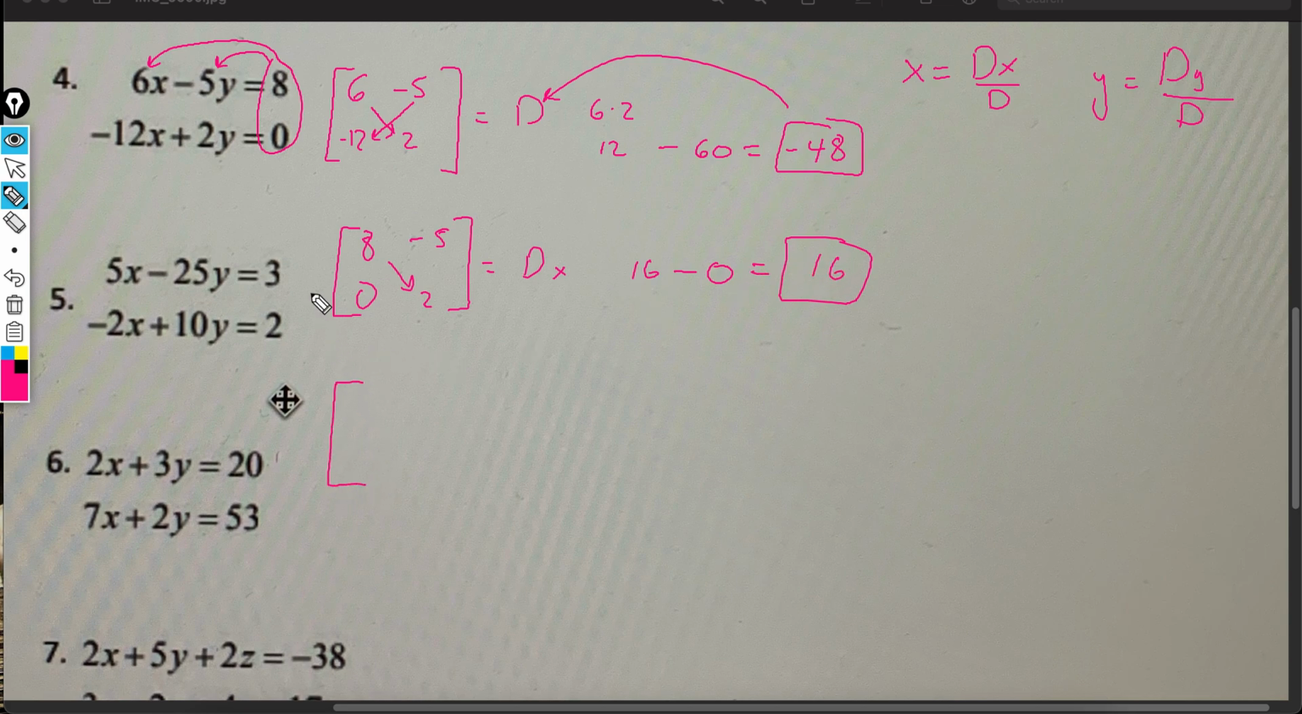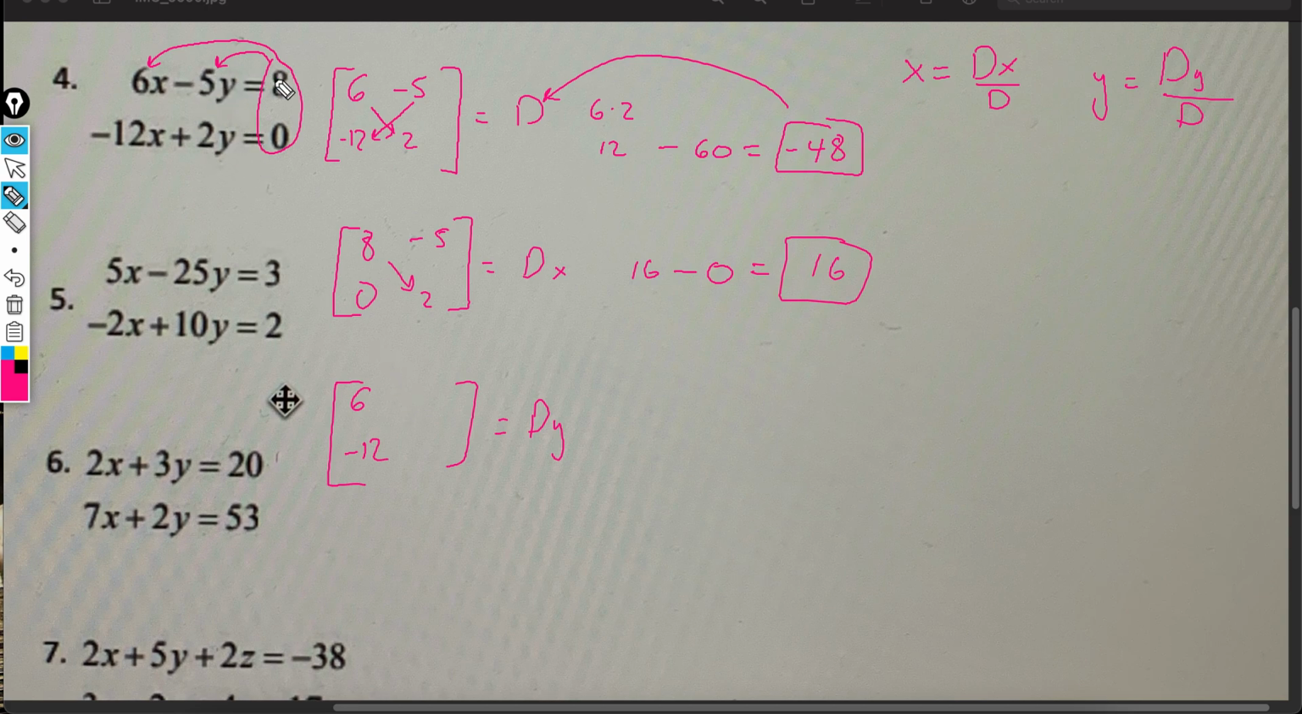Last matrix. Keep our x's the same. We're trying to solve for our d sub y. And I hope you guys are hearing me what I'm saying. D sub, like S-U-B, y. Okay, I hope you're hearing me okay. D sub y.